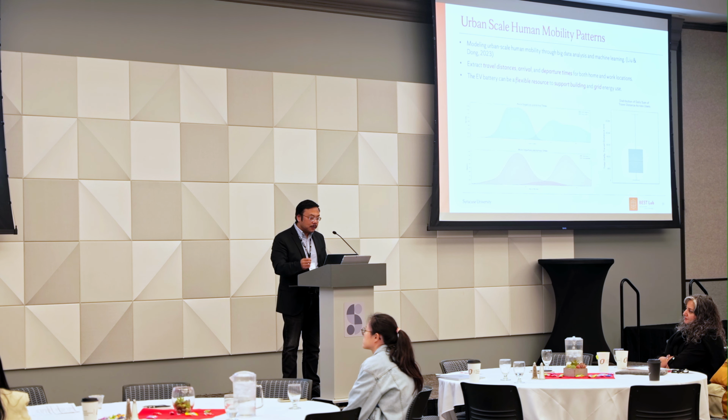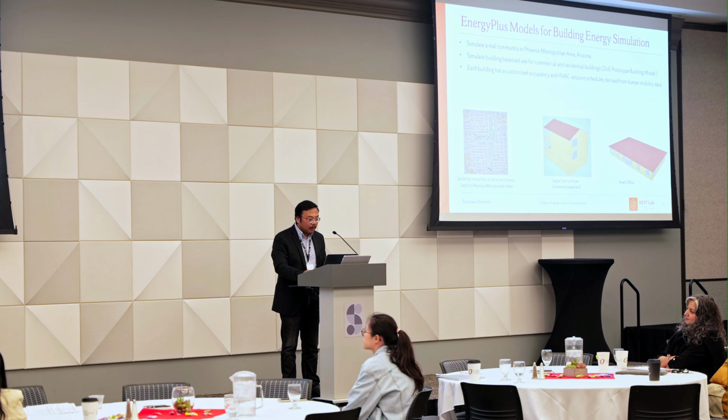Specifically, on the urban-scale human mobility pattern part, we extract travel distance and arrival and departure times for both home and work locations. And we use the EV battery as a flexible resource to support building and grid usage. The graph shows the distribution of arrival and departure times at home, and also arrival and departure times at the workplace. The right side shows the average duration of people at travel distance across the different users.